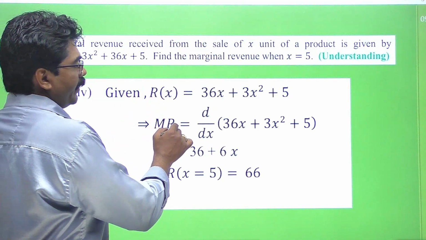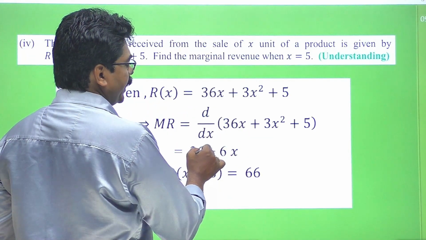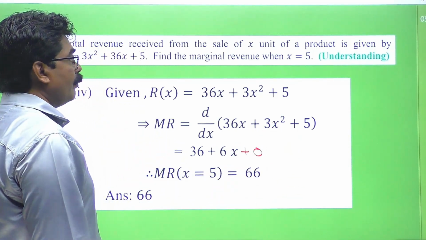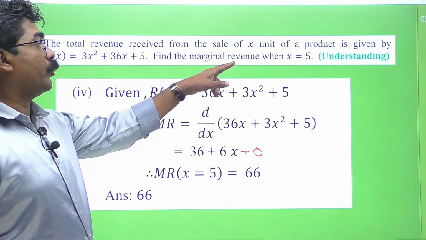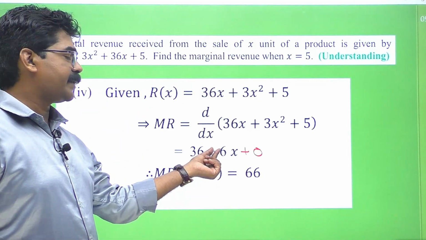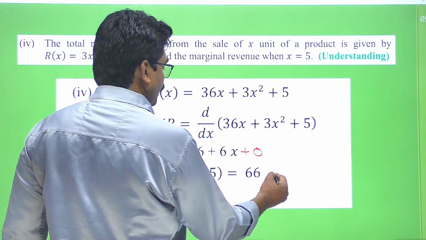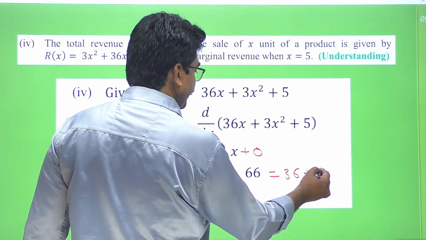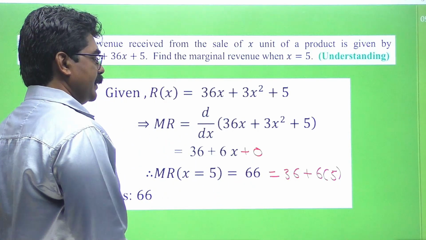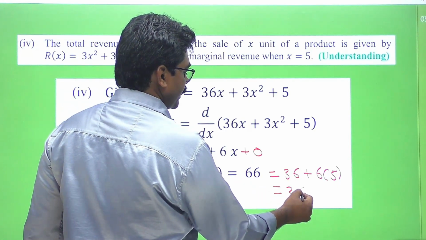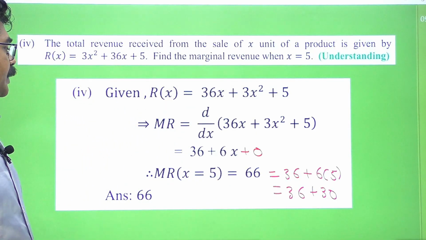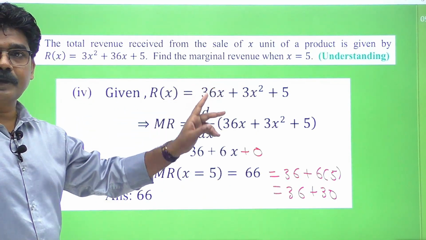Here marginal revenue is d by dx of this. It is 36 plus 6x plus 0. Derivative of 5 is 0. But we are interested in marginal revenue when x is equal to 5. So substitute here x is equal to 5. This is 36 plus 6 into 5, 36 plus 30 is equal to 66. Therefore, marginal revenue is equal to 66 when x is equal to 5.